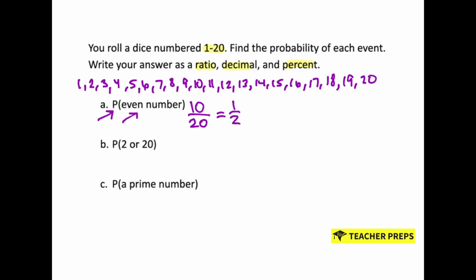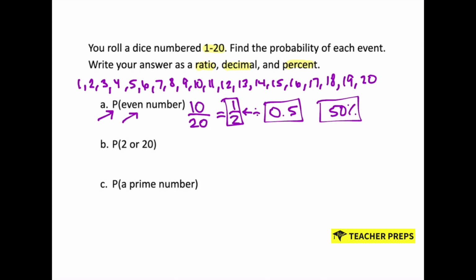When we write our ratio as a decimal, we can divide 1 divided by 2. When you divide that, you get 0.5. Now we have it as a decimal. And then finally, to write a number as a percent, we're going to times it by 100, or we can move the decimal place 2 places to the right. When we move our decimal 2 places to the right, we get 50%. So we have our number as a fraction, a decimal, and a percent.